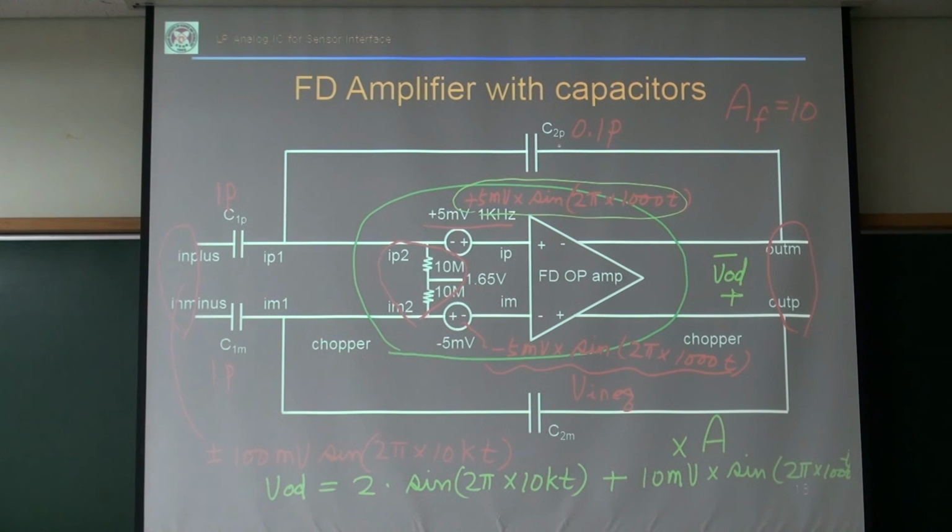Yeah, it depends. This voltage gain may depend on this C2, something like that. It has something like j 2 pi 1000 t. So my differential output voltage is a sum of the signal component, 10 kilohertz, and the noise component. Okay.